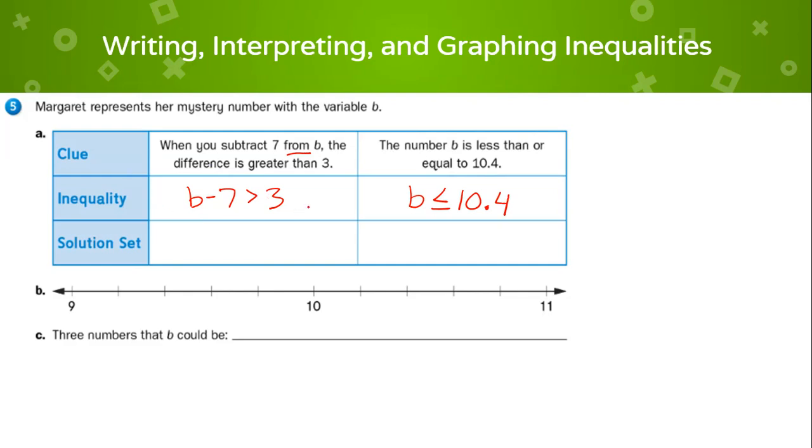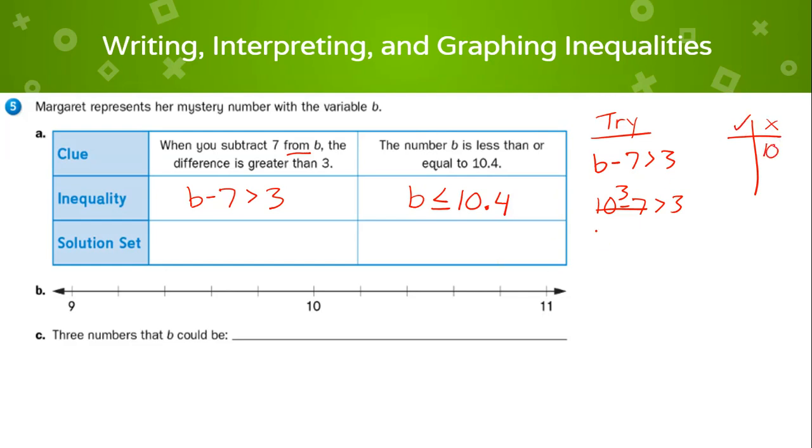For our first inequality, we're going to have to try some numbers. So let's try a number. If B minus 7 has to be greater than 3, I'm going to try 10. Well, 10 minus 7 is 3, but 3 is not greater than 3. So the number 10 goes on the not working list.